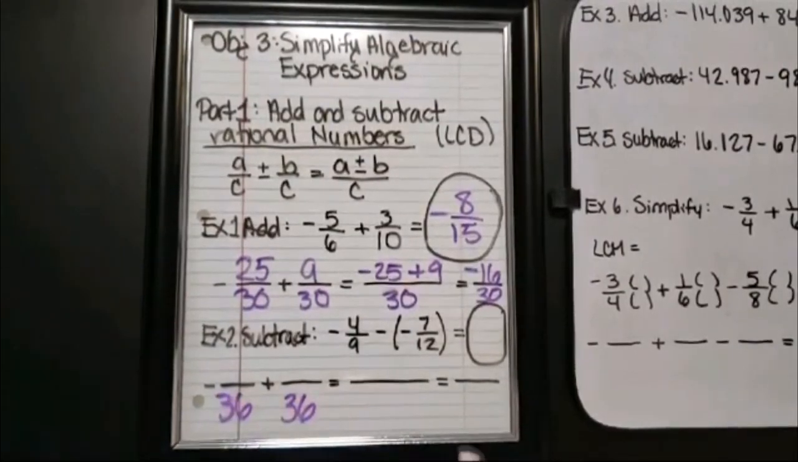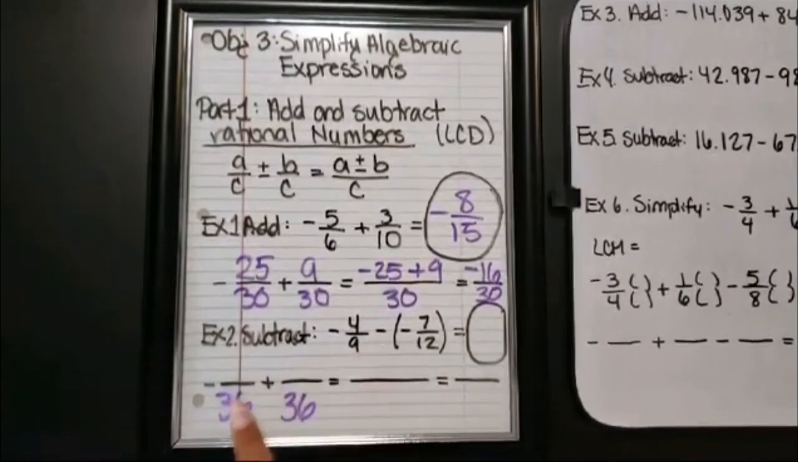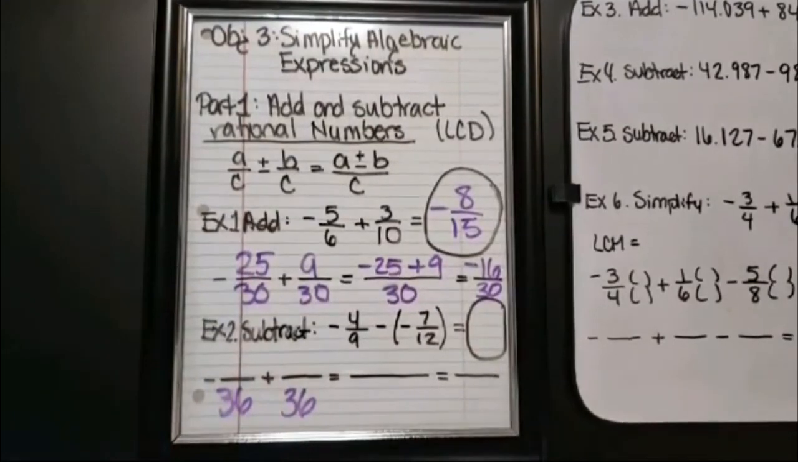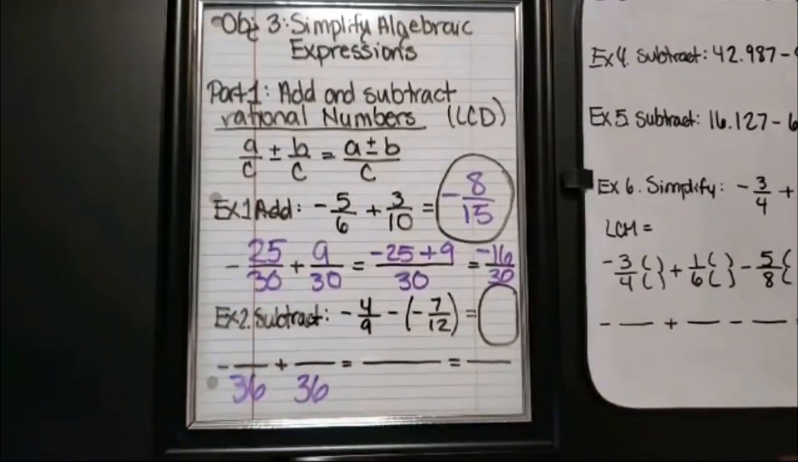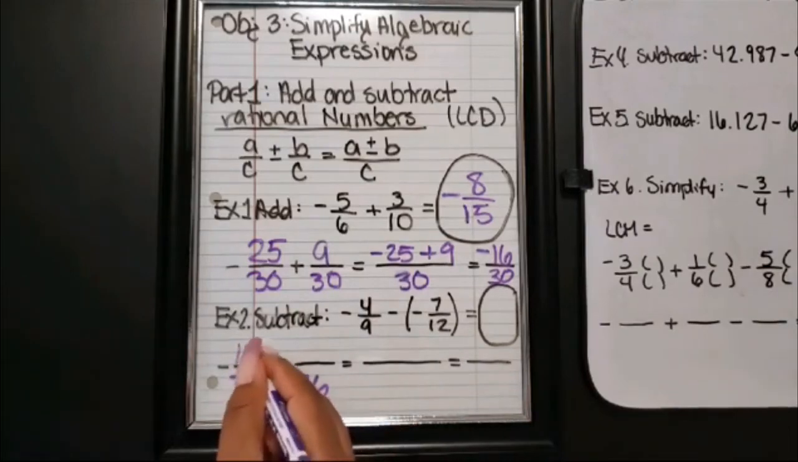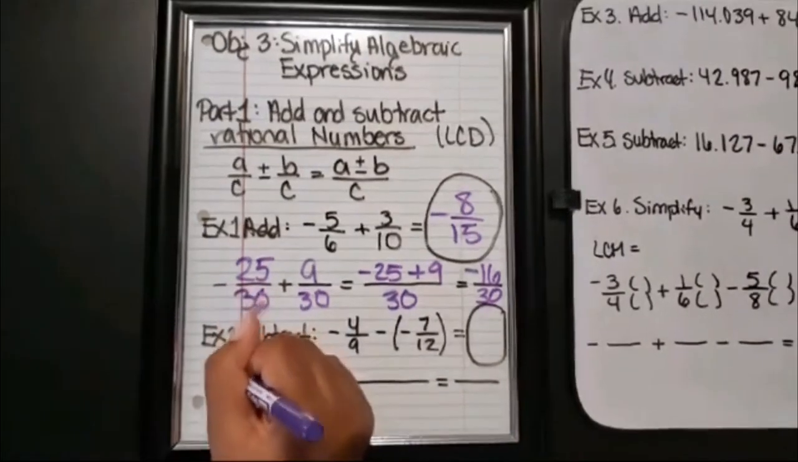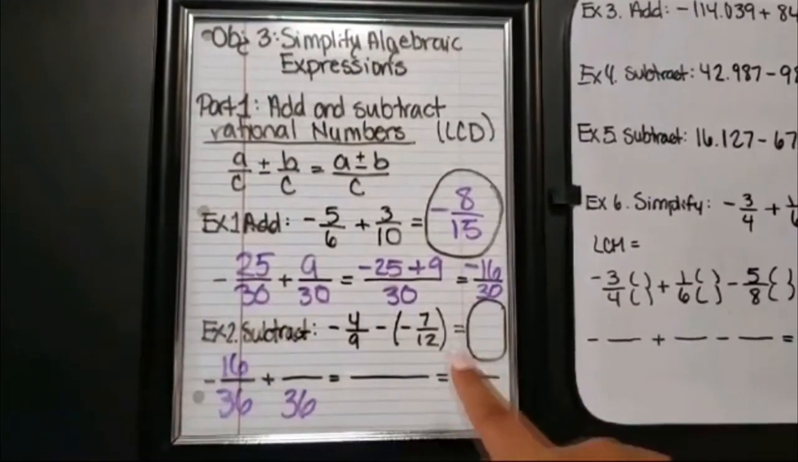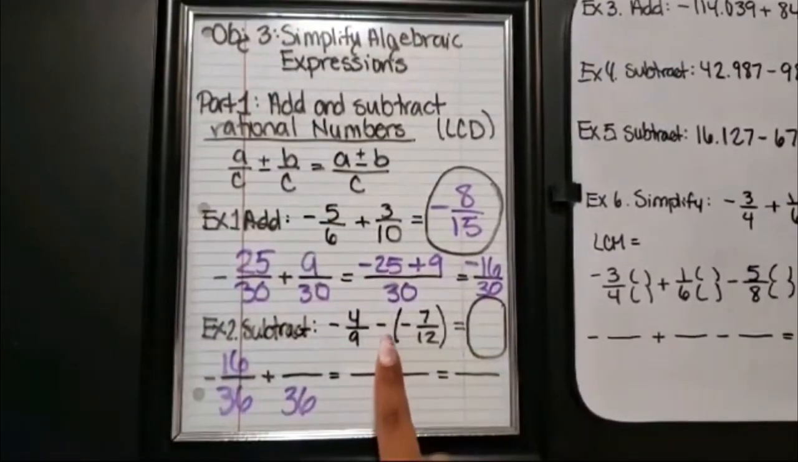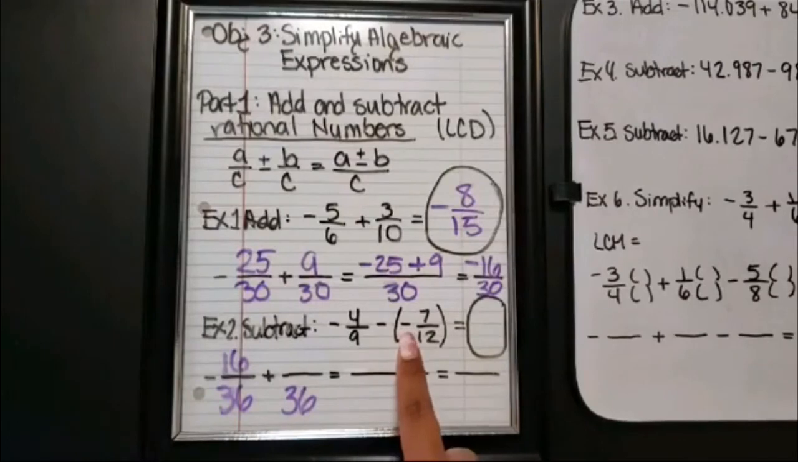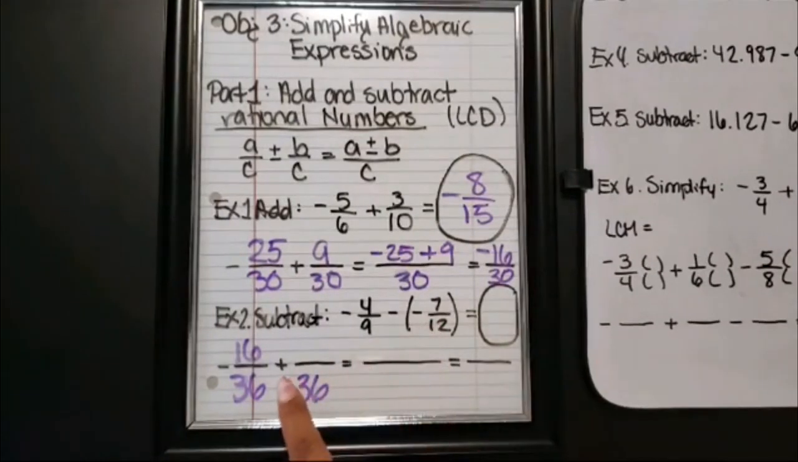All right, so to go from 9 to 36, we have to multiply by 4. And we can't just multiply the bottom by 4. We have to multiply the top by 4 as well, which of course will be 16. All right. So we know that this subtraction of a negative is going to turn into a positive. So I already have that there.